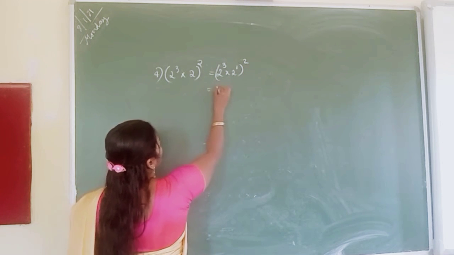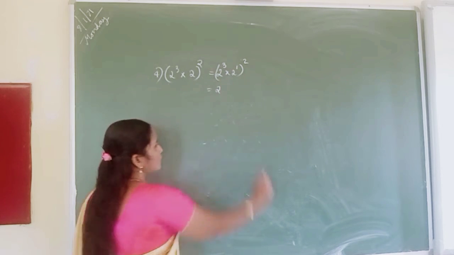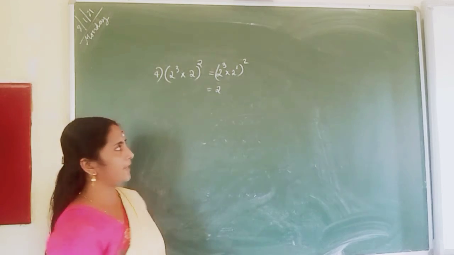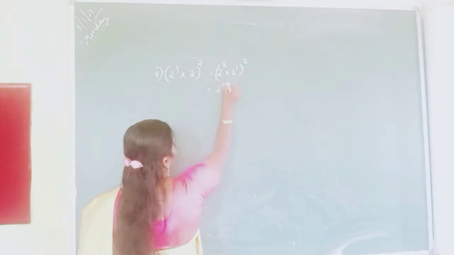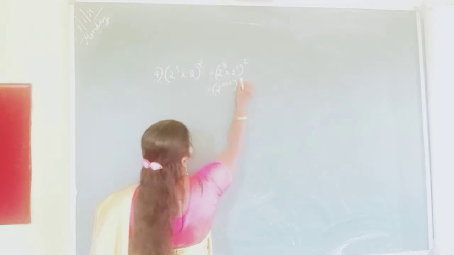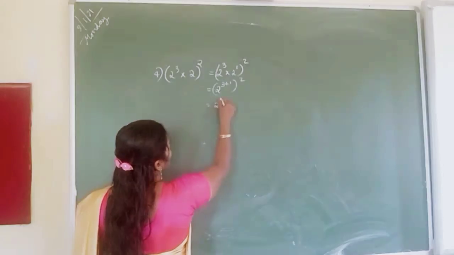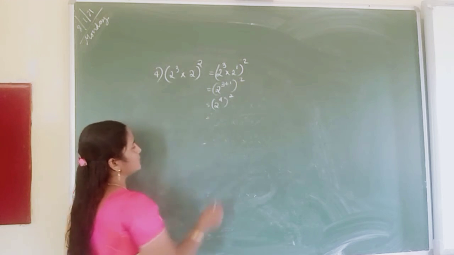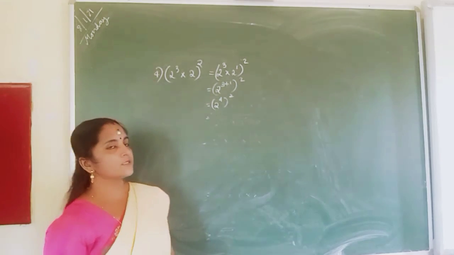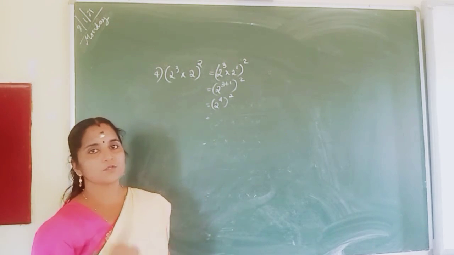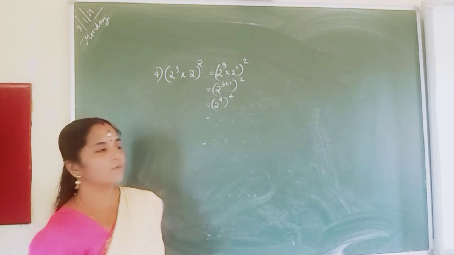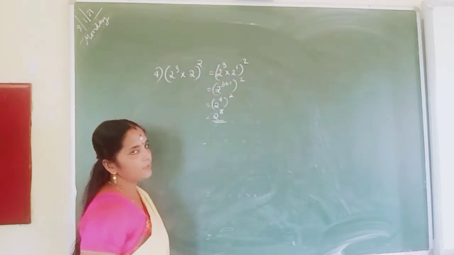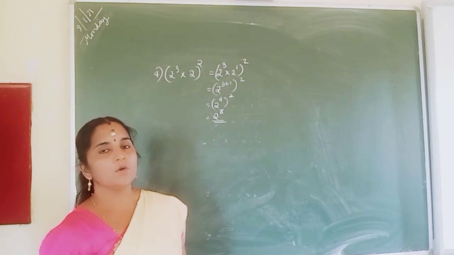That is 2 raised to 3 plus 1, since a raised to m into a raised to n is a raised to m plus n. So it is 2 raised to 3 plus 1, the whole raised to 2. That is 2 raised to 4, the whole raised to 2. And which law do we apply here? 2 raised to 4 the whole raised to 2 is of the form a raised to m the whole raised to n. It is a raised to m into n. So the answer is 2 raised to 8.